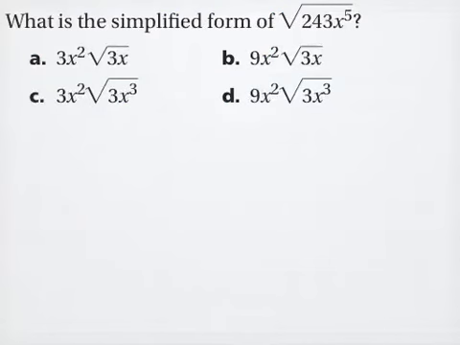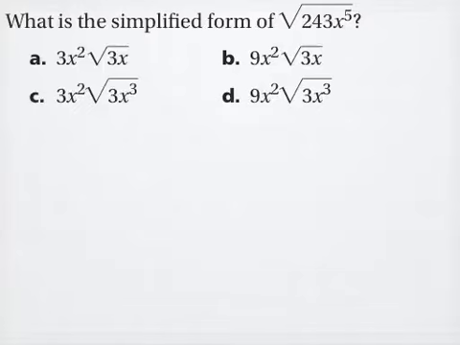This next example says, what is the simplified form of the square root of 243x to the 5th? The first thing that I need to do is notice I have a product on the inside, as a radicand. So I need to find the largest perfect square factor of 243, and then I'm also going to need to break up x to the 5th because it's an odd exponent. I'm going to rewrite x to the 5th as x to the 4th times x, because x to the 4th would be a perfect square, and then times x would give me the x to the 5th.